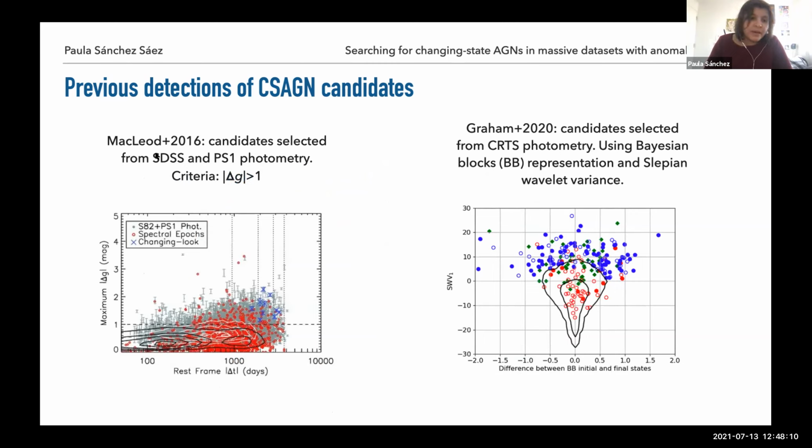This first work by Chelsea McLeod in 2016 used SDSS photometry and Pan-STARRS photometry and selected candidates by measuring the variability amplitude. So they selected sources with amplitudes higher than 1 magnitude per year. And in that way, they selected a sample of changing-state AGNs. And more recently, Matthew Graham and collaborators used more sophisticated techniques with Bayesian blocks and wavelet variances to select candidates using Catalina data.